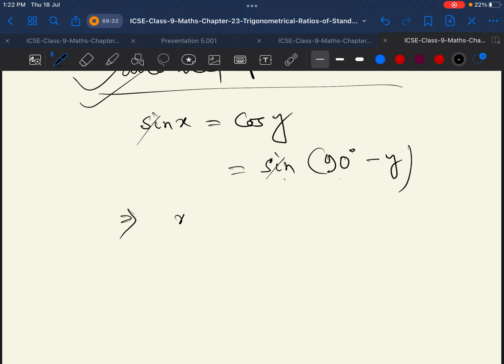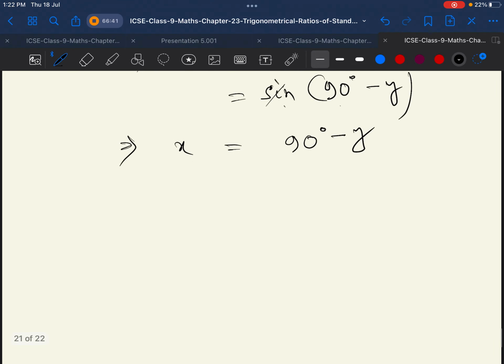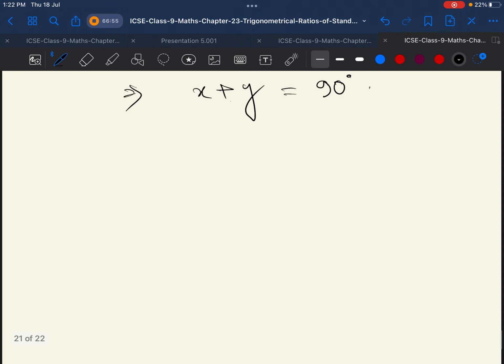So sin cancels here, then we can write x equals to 90 minus y. Okay, so minus y will be shifted to the left hand side, then we will get x plus y equals to 90 degree. So the relation between x and y is that these are complementary angles. So here we can write x and y are complementary angles.